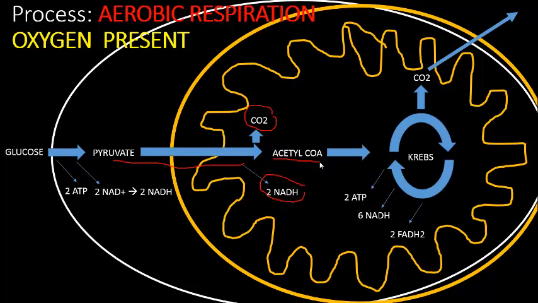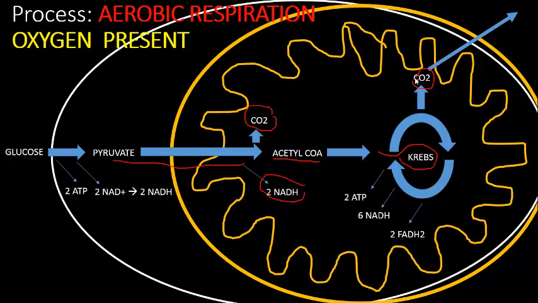That acetyl-CoA, there's actually 2 of them made because you have 2 pyruvate, is then going to enter the Krebs cycle. The Krebs cycle also takes place in the matrix. During the Krebs cycle, glucose becomes completely oxidized. The last electrons that originally came from glucose are removed. And all the carbons that came from glucose are going to be released as carbon dioxide.